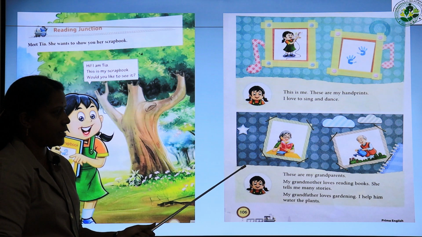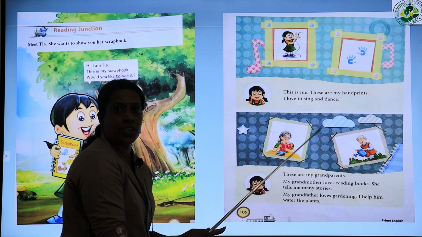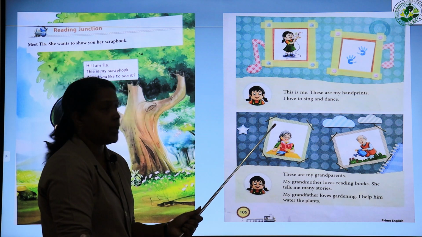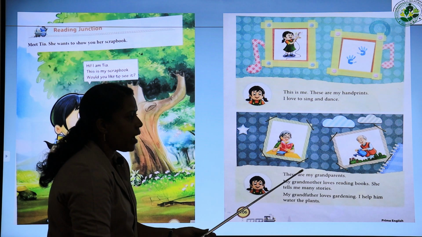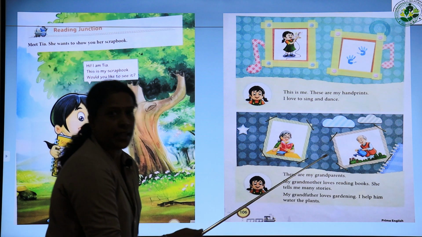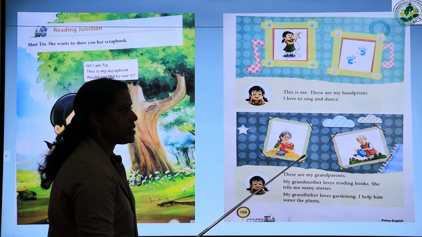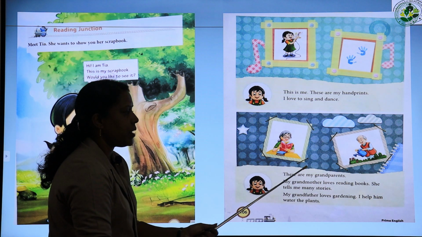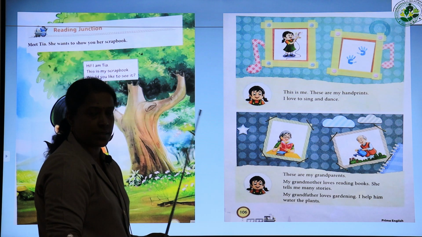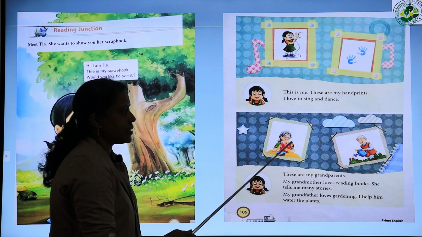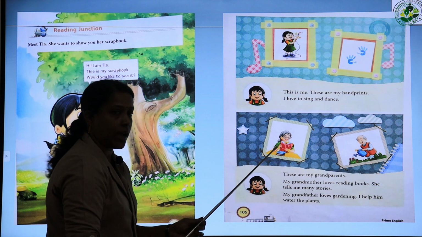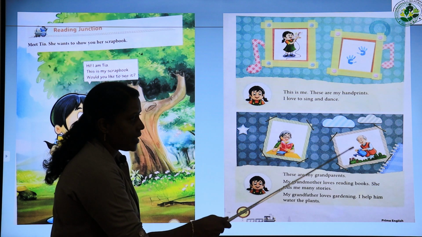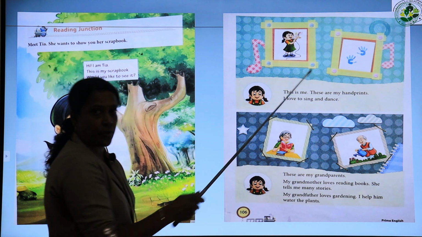Look here. These are the next pages of her scrapbook. Look here. These are my grandparents. Look at the pictures. Tia's grandparents. This is Tia's grandmother and this is Tia's grandfather.